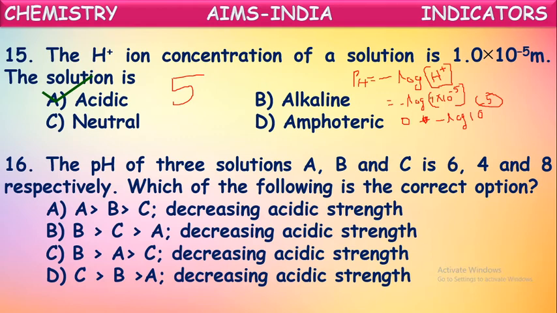Out of these all, which has the lowest pH value? B, because for this the pH value is given as 4, whereas for A it is 6 and for C it is 8. So the one with the lowest pH value is B, next A, and least for C. So this is the decreasing order of acidic strength for these solutions A, B, C. In this order, B is greater than A is greater than C. Where is it? Yes, in the third option. This is the correct one.